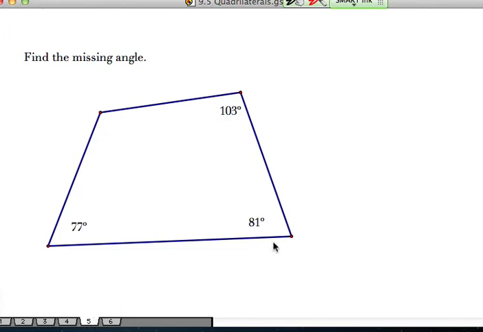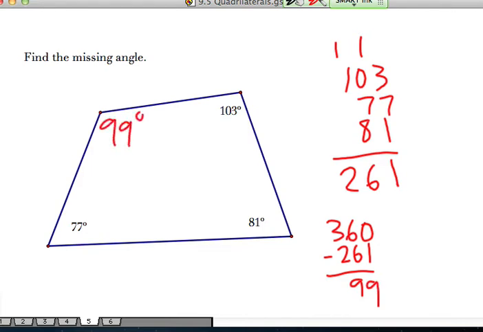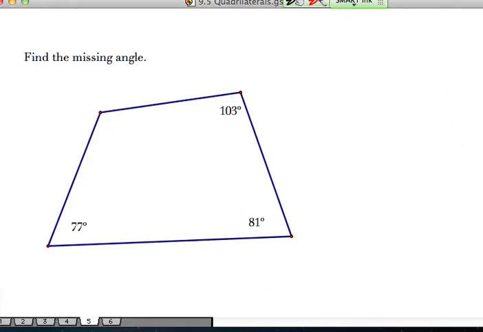All right, let's do another one. Go ahead and pause this. Try this one on your own, then hit play to check your work. So we got 103, we got 77, we got 81. Got 261. Trying to get, remember, to 360. 360 minus 261 is 99 degrees. So this last angle here had to be 99 degrees. Okay. So the main thing here is just remembering quadrilaterals add up to 360.